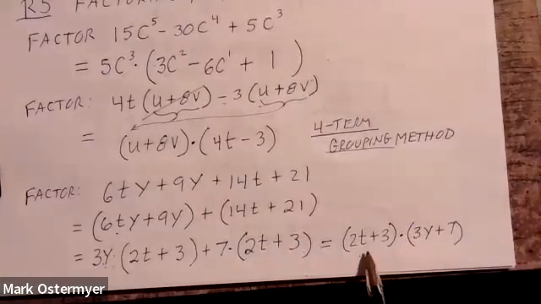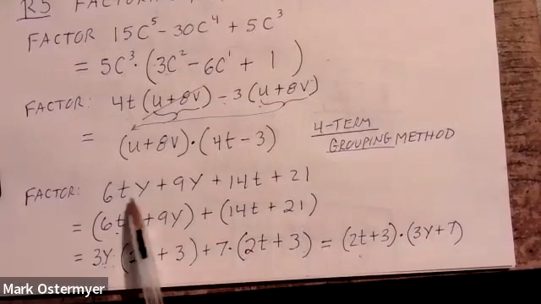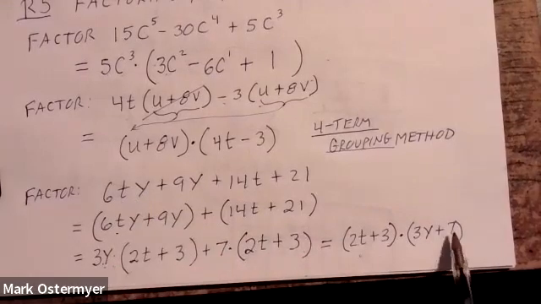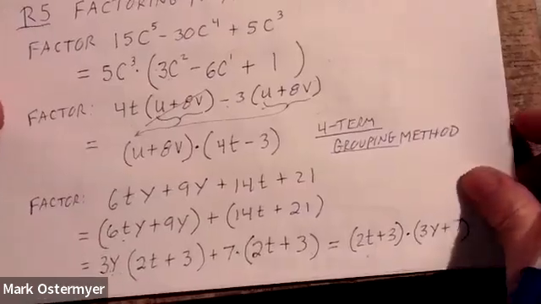There you go. And check your answer. If you were to multiply or FOIL this back out, 2t times y gives you back 6ty, 2t times 7, 14t, 3 times 3y, 9y, 3 times 7, 21. And we're done. Any questions? Hopefully this jogs your memory. Hopefully we've all at least seen the grouping method or have used it before in the past. That's called the grouping technique.